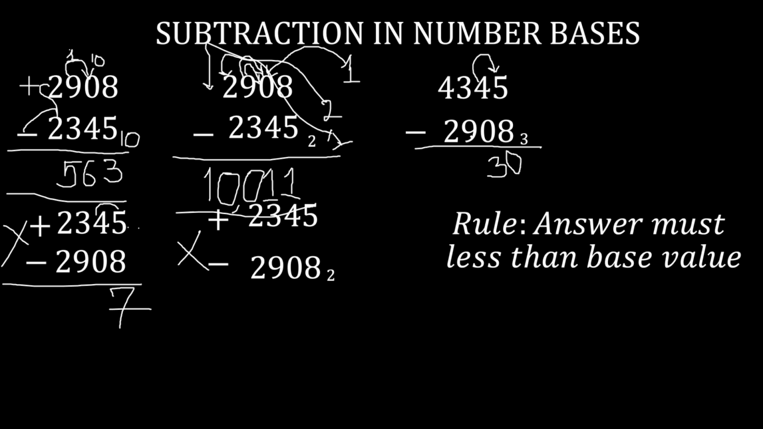3 minus 9, impossible. We remove 1 from this place, add it to this one. It becomes 6, because that one that we borrow becomes 3 here. 3 plus 3, that is 6. Minus 9. We still can't do it. We have to borrow another one. So now it has become 9. 9 minus 9, that is 0. And this 4 now has become 2. 2 minus 2, that is 0. So the answer is what? 30.